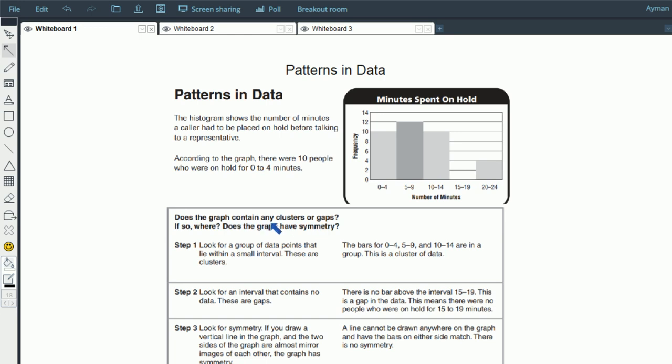Okay, that's completely fine. Then the question: does the graph contain any clusters or gaps? If so, where? Does the graph have symmetry? Symmetry means we have a line in the middle and the part on the right is the same in shape as the part on the left. Like if we have just these three columns and I draw this line like that, then we have symmetry. But in case we only have this line and these three bars, that is completely wrong, because we haven't any symmetry here.